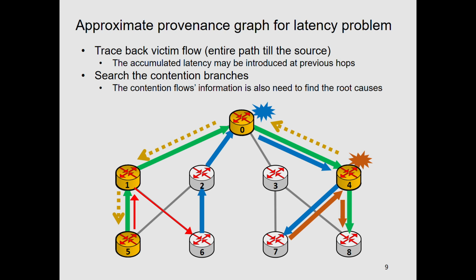Besides that, the second strategy is to trace back the contention branches, because all the branches that contend with the victim flow are also included in the provenance graph. So we will also trace back the contention branches with the audit request. As you can see in the picture, it's switch 7 and also switch 2 and switch 6.